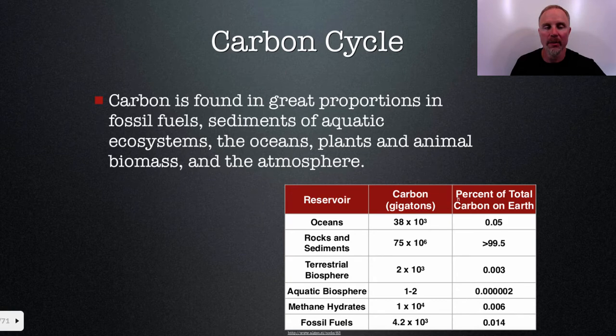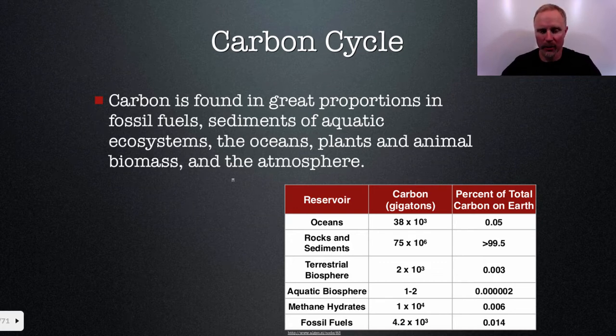So it's found in great proportions in fossil fuels, of course. It's found in the sediments of aquatic ecosystems as the organisms die and fall to the bottom. The oceans obviously can hold a lot of carbon in some of the various forms that we talked about. Calcium carbonate in seashells, the hydrogen carbonate, etc. Plants and animals hold a lot of the biomass and so forth.